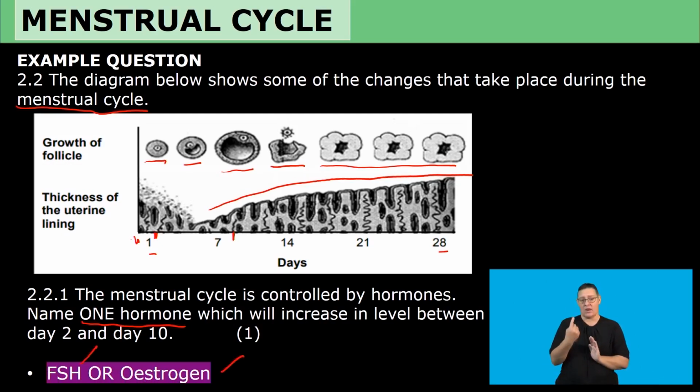It's 1 mark. Why are we saying FSH? You can see that from day 2, the follicle is growing bigger and bigger. And as it grows bigger, remember, the Graafian follicle secretes estrogen. The 2 hormones are likely to increase.